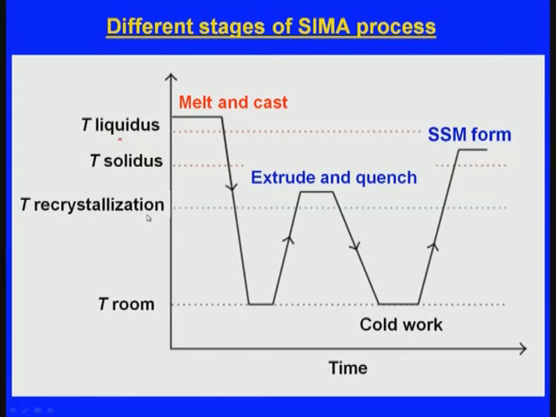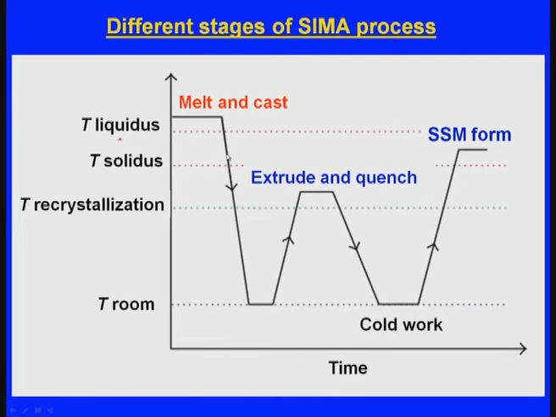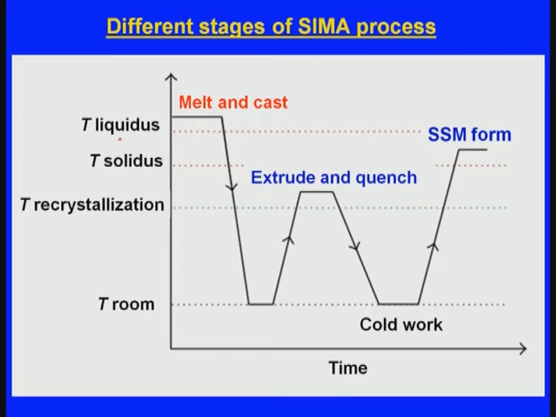Now, here we can see this process diagrammatically. This is the liquidus temperature, this is the solidus temperature, this is the recrystallization temperature and this is the room temperature. Initially it is in the molten state. Then deformation is taking place, right. Here it is between the liquidus temperature and solidus temperature, and below the solidus temperature also there is deformation. After that, what is happening? Deformation, extrude and quench between the room temperature and the solidus temperature. It is extruded and it is quenched. So, this process will be repeated.